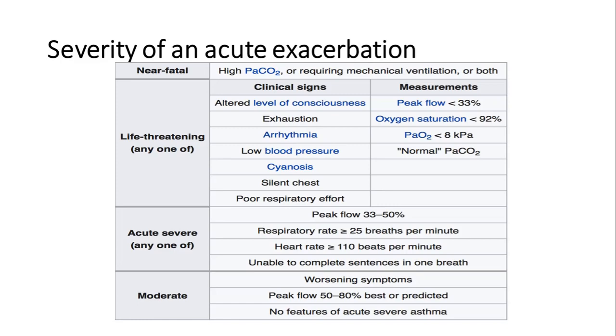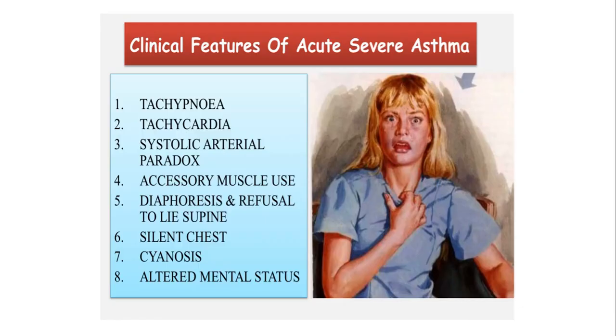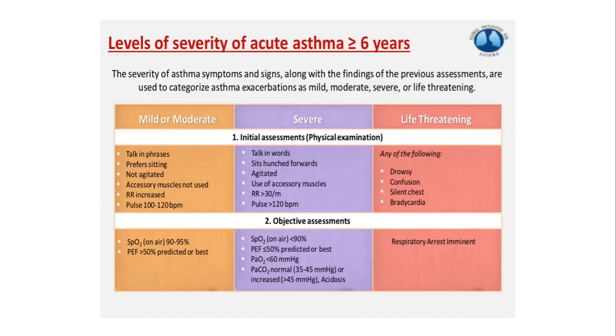Severity of acute exacerbation: life-threatening, acute severe, or moderate, depends on the peak expiratory flow rate, the asthma symptoms, oxygen saturation, and sometimes the heart rate. In general, in acute severe asthma, the patient is tachypneic, tachycardic, there is sometimes pulsus paradoxus, accessory muscle usage, diaphoresis, silent chest, and in case of severe asthma, cyanosis or altered mental status.